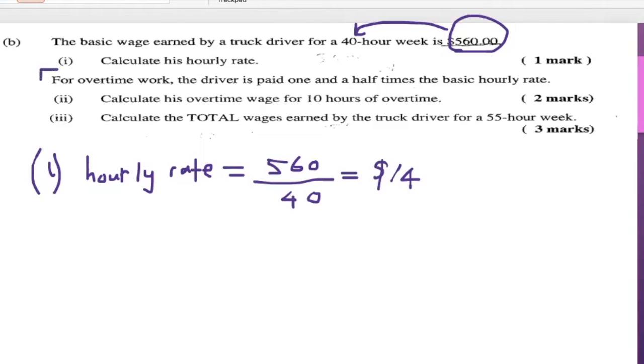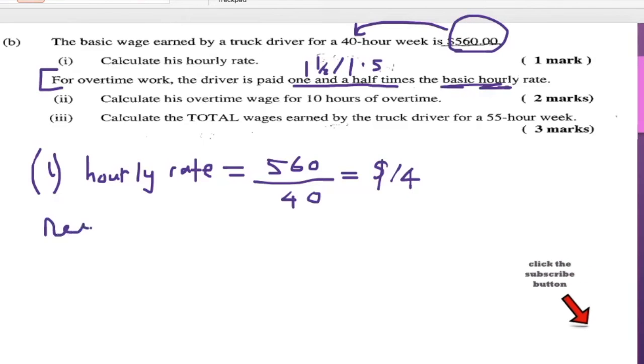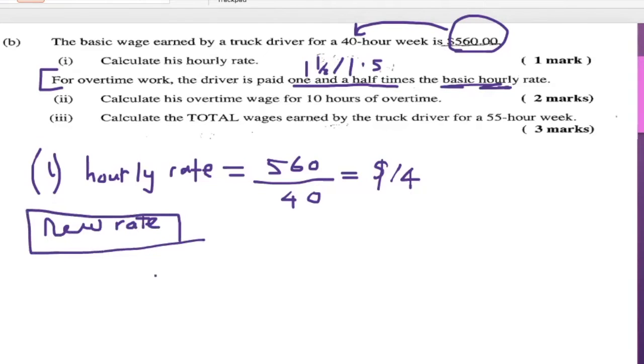Now the next part says for overtime work, the driver is paid at 1.5. Some persons will hear time and a half, 1.5. And it says 1.5 times the hourly rate. So in other words, let's get the new rate. And this new rate, it's only when you're getting paid overtime. So for overtime, I'm calculating my overtime rates.